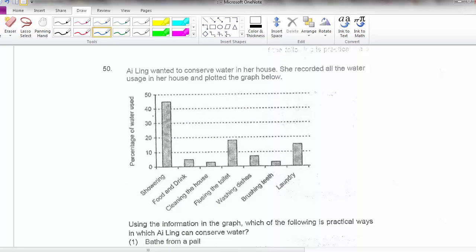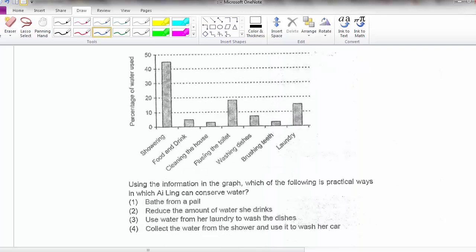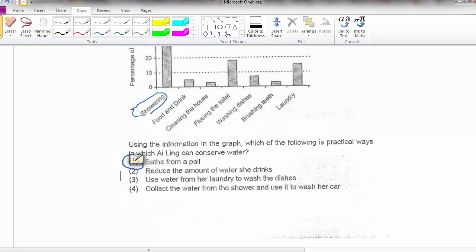Question 50. So Eileen wanted to conserve water in her house, recorded all the water usage in her house and plotted the graph below. So which of the following is practical ways in which Eileen can conserve water? So if you look at the graph, the percentage of water used is the highest for showering. Okay, so if she would want to conserve water, she would work on the aspect of showering. So which is the one that will help to conserve water? Yeah, that's number 1. Bathe from a pail instead of the shower hose. Okay.